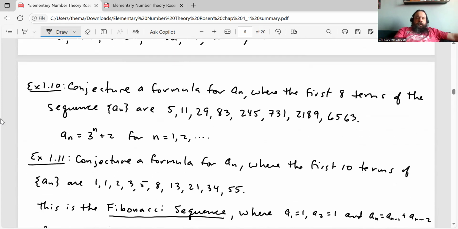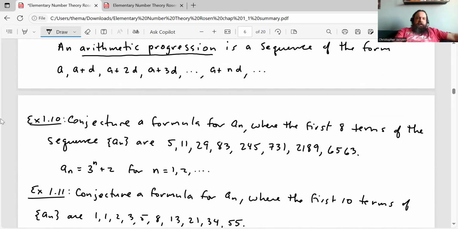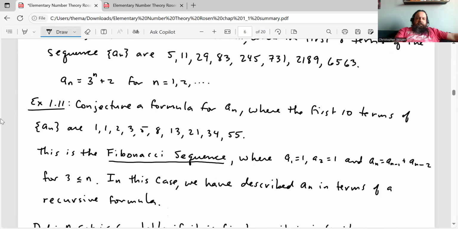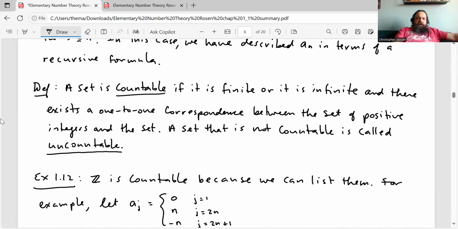Okay. Let's see some more examples of sequences. He gives us the Fibonacci sequence here. Like I said, I'll skip over this because I don't know if you want to stop and pause your screen and look at it, you can. But it's pretty straightforward. We get to this definition here.